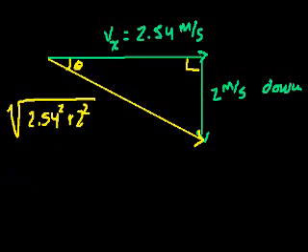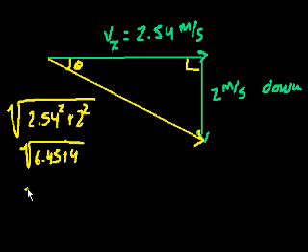And what's 2.54 squared? 2.54 times 2.54 is equal to 6.45. So that's the square root of 6.45 plus 4, which equals the square root of 10.45.